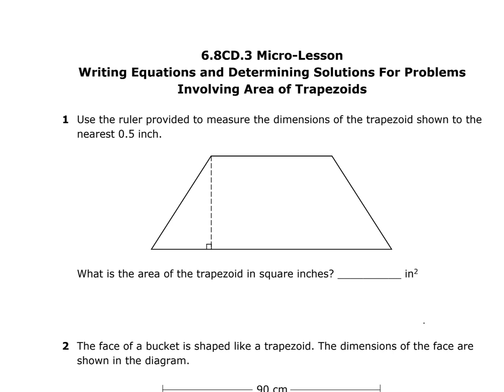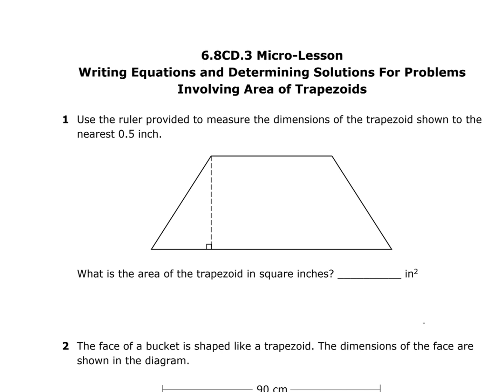Writing equations and determining solutions for problems involving area of trapezoids. Number 1. Use the ruler provided to measure the dimensions of the trapezoid shown to the nearest ½ inch. All right, so when I use my ruler, I'm going to measure, okay?